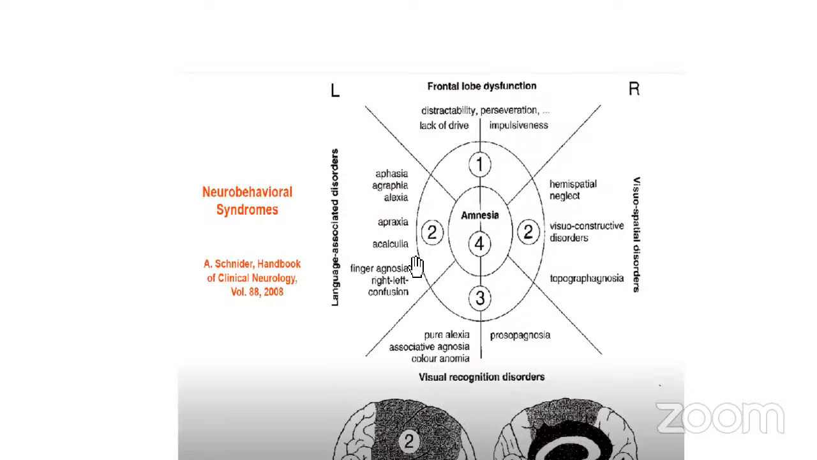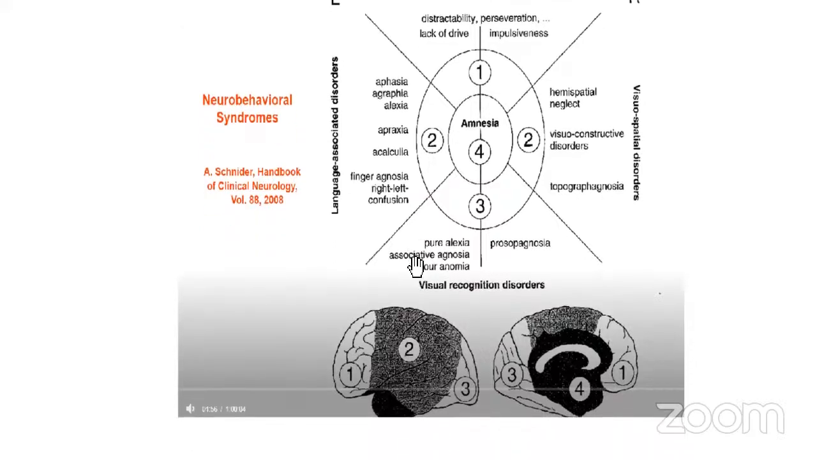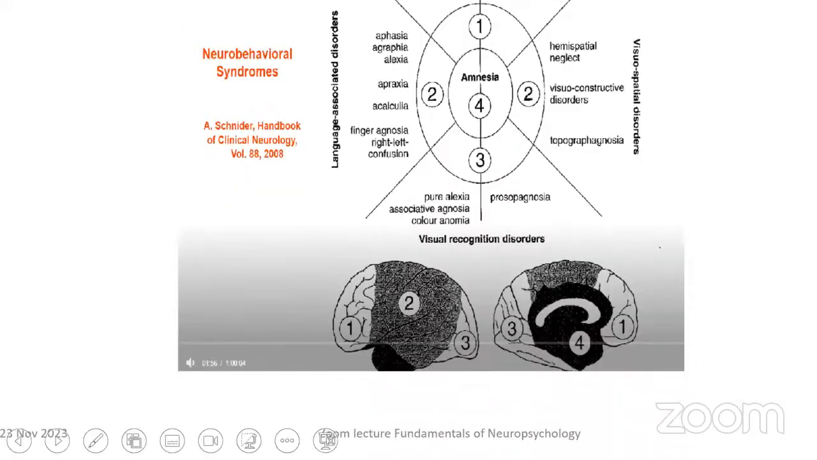The posterior aspect has pure alexia, associative agnosia, color anomia, and prosopagnosia, and we are going to deal with them in our subsequent parts. Look at the right cerebral hemisphere. It has hemispatial neglect, visuoconstructive disorders, and topographagnosia. The right cerebral hemisphere controls the left side, and importantly, the right side of the brain is important for constructional apraxia. Also, attention shifts in both the visual fields, right and left. Of course, it's important for visual memory also. Verbal memory is the left cerebral hemisphere.